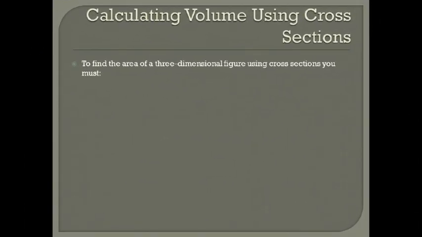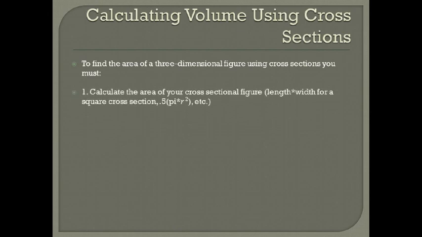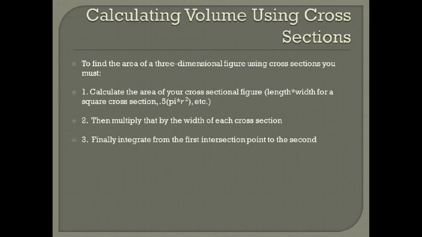Another key concept in Chapter 7 is calculating the volume of a figure using a cross-sectional approximation. To find the volume of a three-dimensional figure using cross-sections, you must follow these steps. First, you calculate the area of your cross-sectional figure. If it's a square, length times width, or if it's a semicircle, 1/2 pi r squared. You would then multiply it by the dx, which is the width of each cross-section. Finally, you integrate the figure from the leftmost intersection point to the rightmost intersection point.